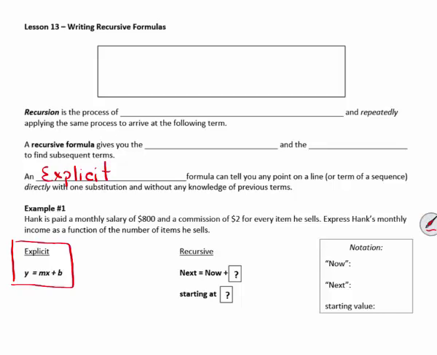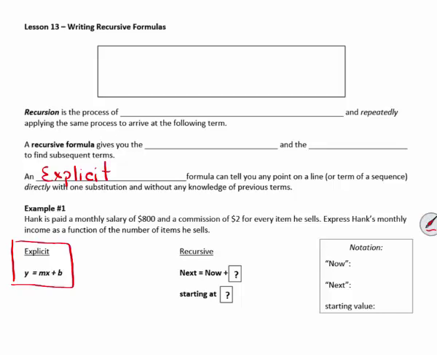lets you tell any point on the line or a term of a sequence directly. You substitute in and you know what you're going to get. It's kind of like a function rule. You put it in, you know what it's going to get. We're now also going to be able to write these using what's called a recursive formula.